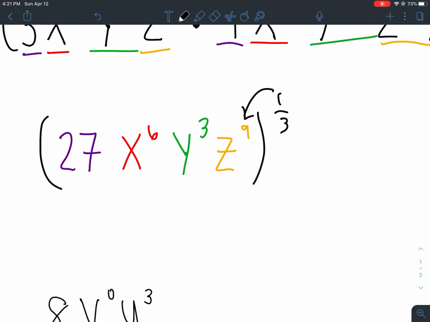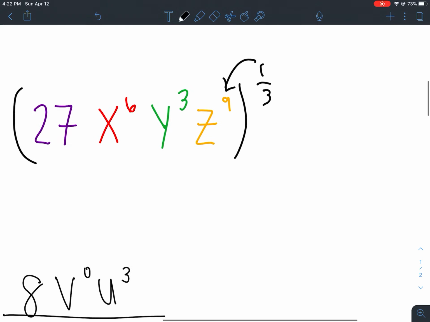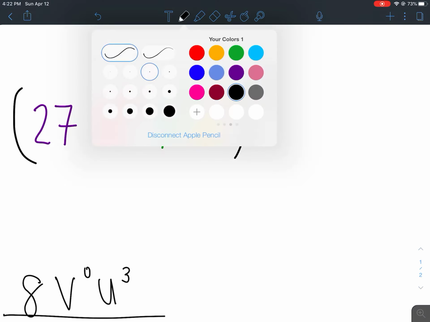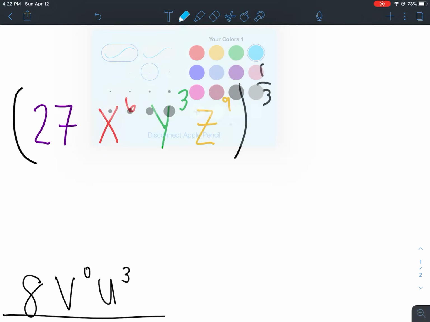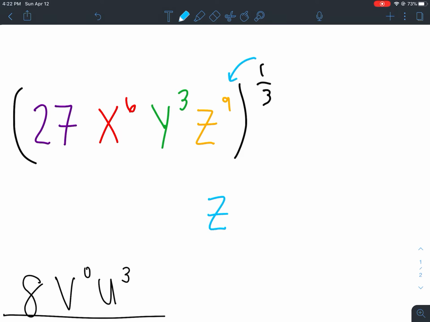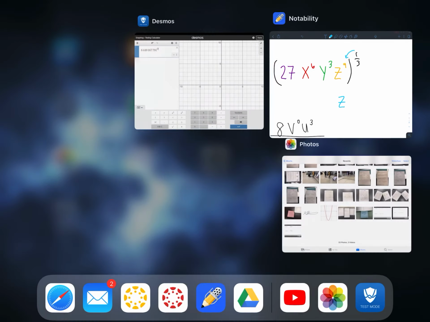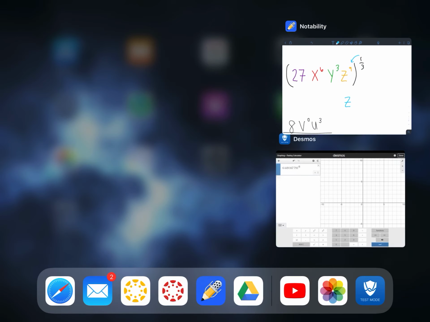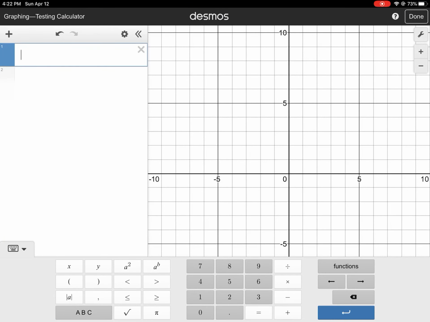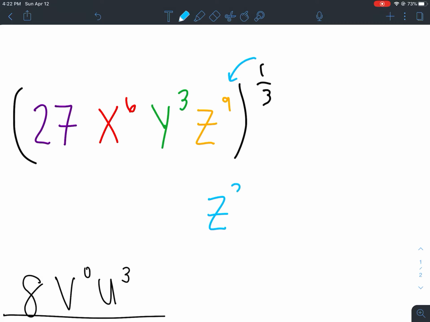Now, here I am distributing, which means I'm going to be multiplying. That's the operation of multiplication. Now, we have z. I don't know why I'm doing this in the color black, because everything's going to look very sloppy, because they will all be one color. So let's do baby blue. Now I'm going to have z, and then do 1/3 times 9. Remember, you can type that into Desmos. 9 times 1/3. Oh, my goodness. 9 times 1/3. 9 times 1 divided by 3, which is 3.